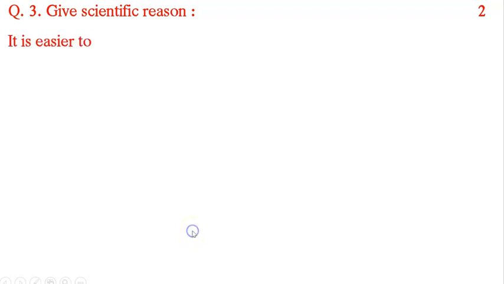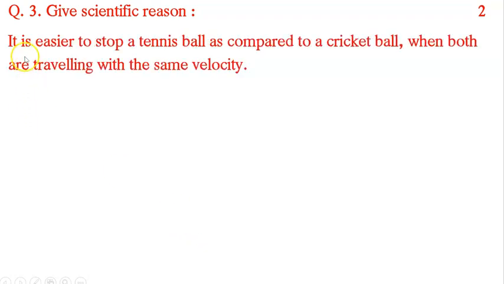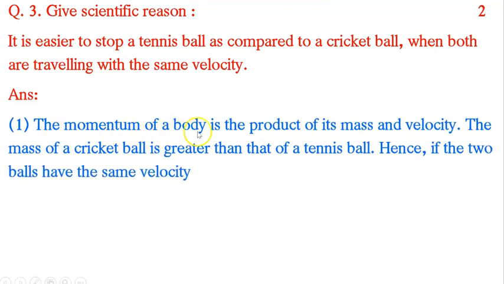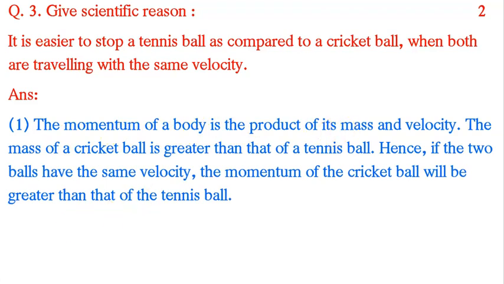Okay. Now, next, question number 3. Give scientific reason. It is easier to stop a tennis ball as compared to a cricket ball when both are traveling with the same velocity. Now, this is according to Newton's second law of motion. First, the momentum of a body is the product of its mass and velocity. The mass of a cricket ball is greater than that of a tennis ball. Hence, if the two balls have the same velocity, the momentum of the cricket ball will be greater than that of the tennis ball.